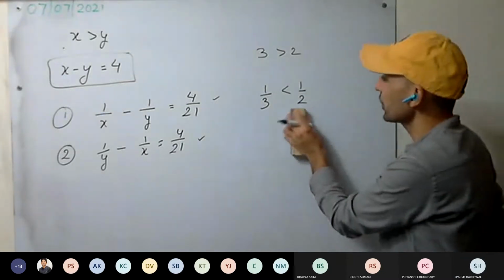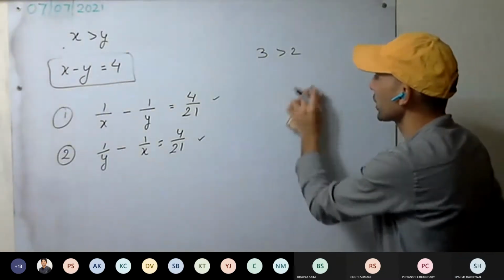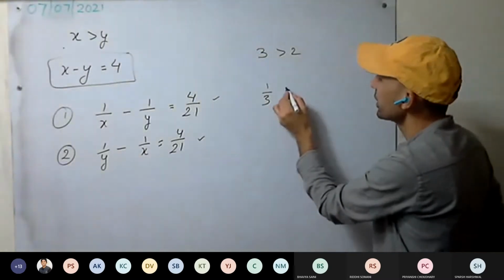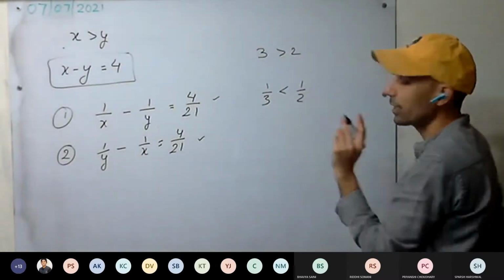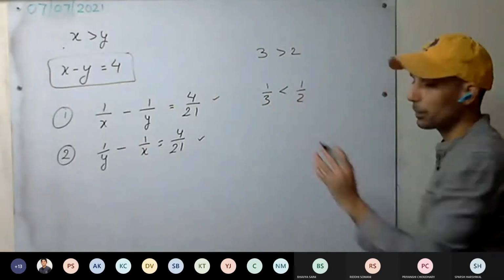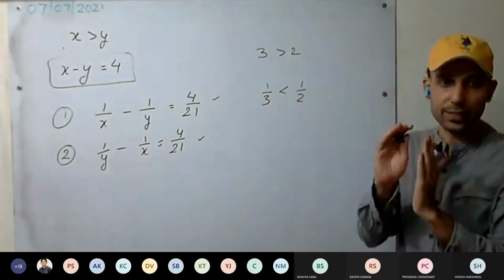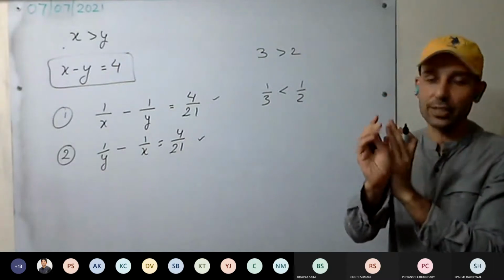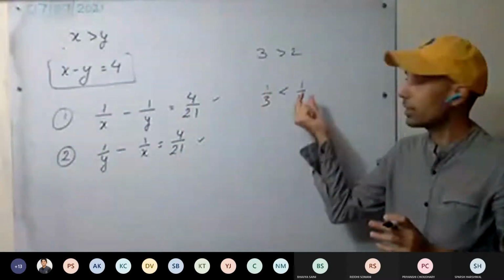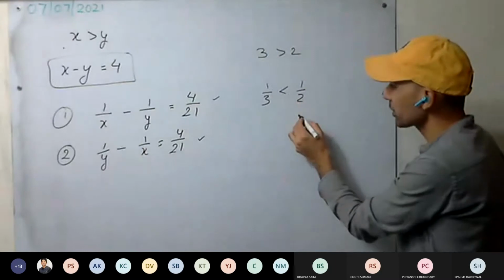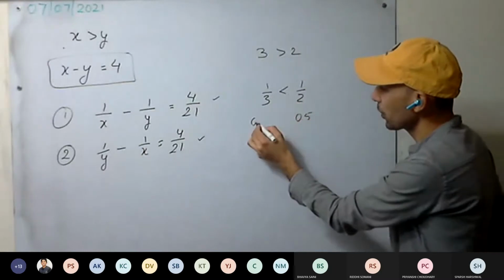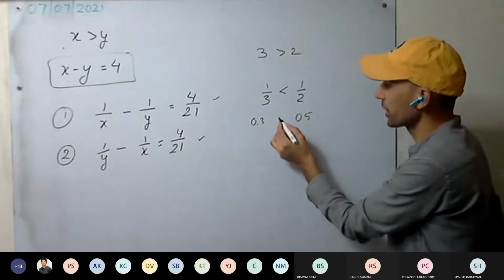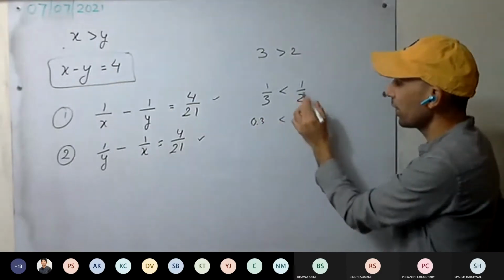See here, if you have studied inequalities, you know 1 by 3 is less than 1 by 2. In 1 by 2 we are taking only half part, and in 1 by 3 we are taking a third part. So 1/3 is smaller than half. In decimal, it is 0.5 versus 0.3333. So which is greater? Half is greater.